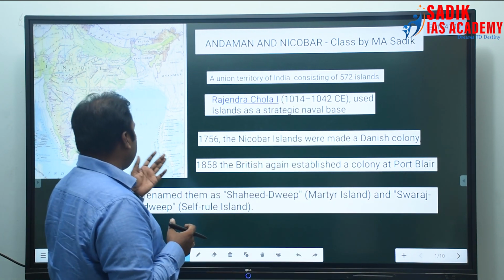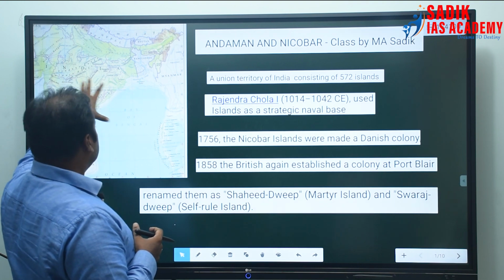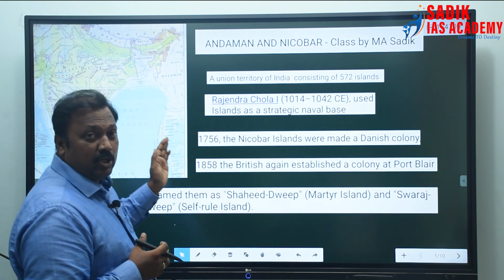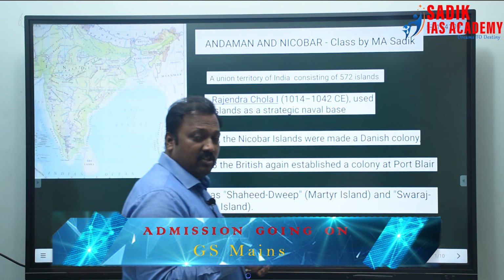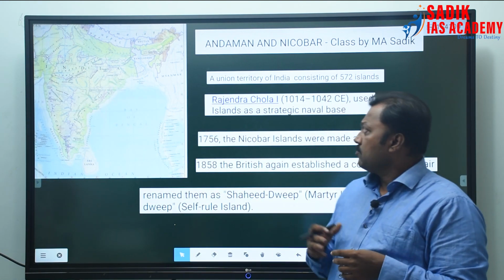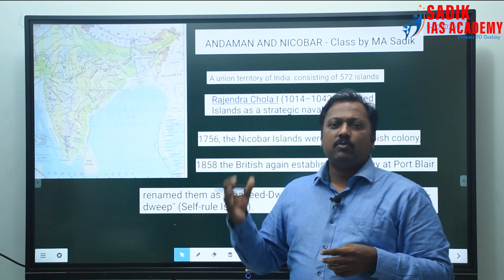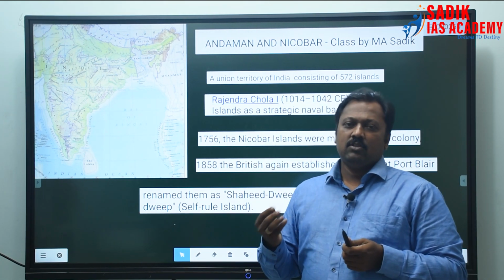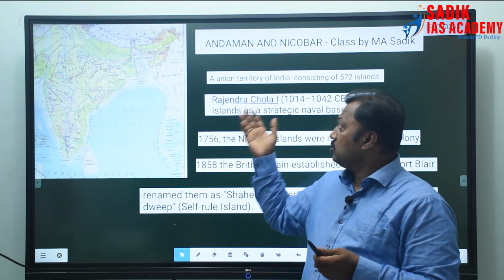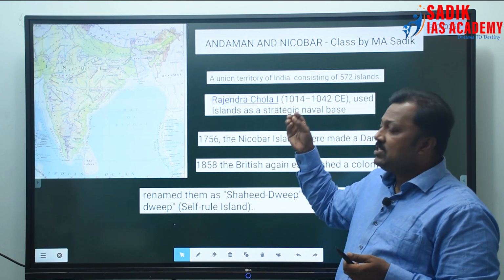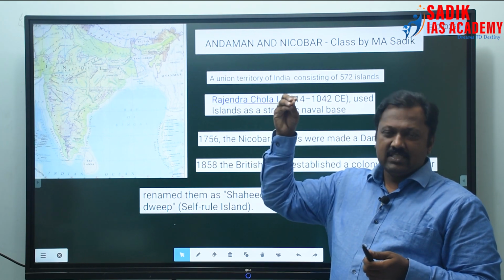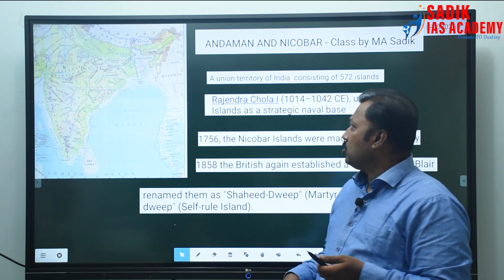Right? So this is a map. This is India, and this is the place where Andaman Nicobar Islands are located. Right? So you have to know some historical aspects of the Andaman Nicobar Islands. See, we know the presence of Andaman Nicobar Islands as early as the occupation during the time of Rajendra Chola, the great Chola emperor. Right? So we have evidence where Rajendra Chola had seized some of the islands of Andaman Nicobar.